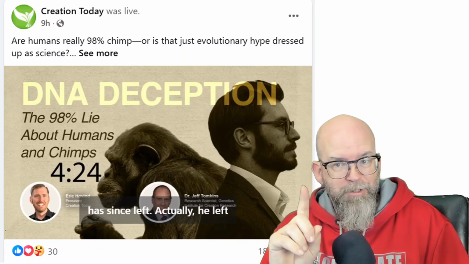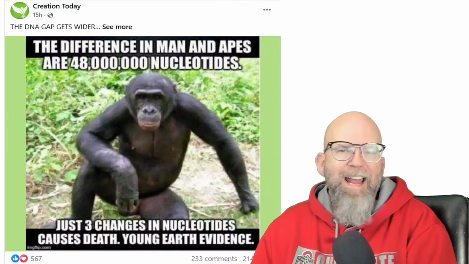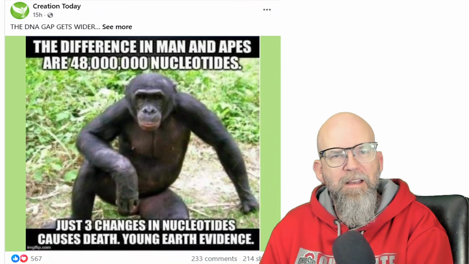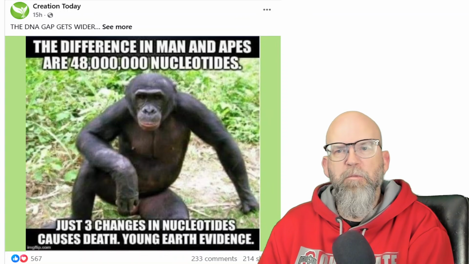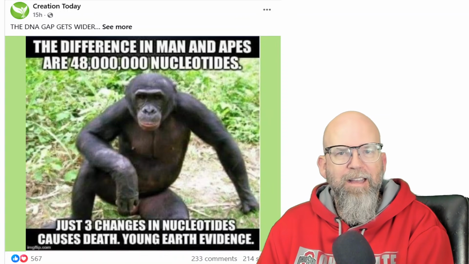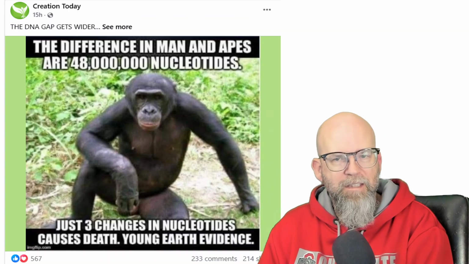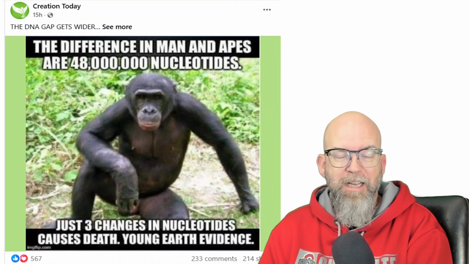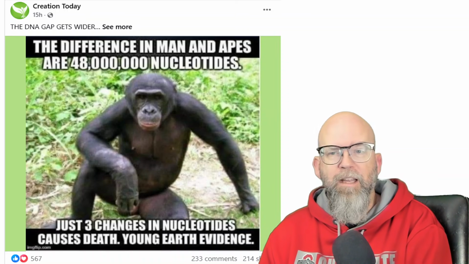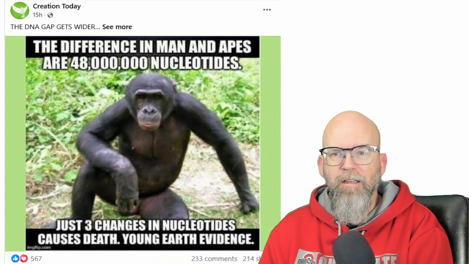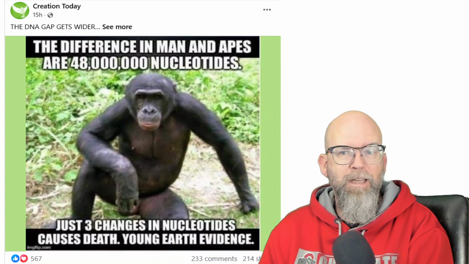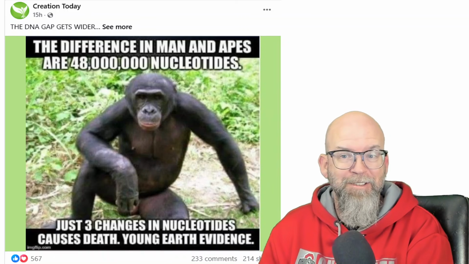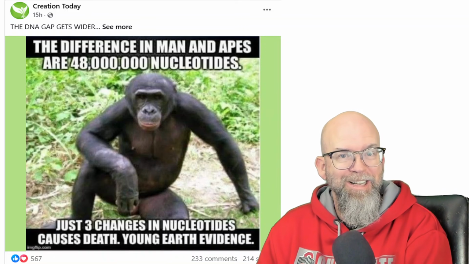And okay, keep this in mind. There's 98%. And then how about this little ditty from Creation Today, I think on the very same day as those other ones: the DNA gap gets wider. The differences in man and apes are 48 million nucleotides. Sounds really impressive when you say it that way. 48 million nucleotides. Wait a second, 48 million. Have you divided the size of the human genome by 48 million and gotten a percent? Hey, I have. I punched it into my little calculator right here. That's a pretty simple calculation. And you know what I got?